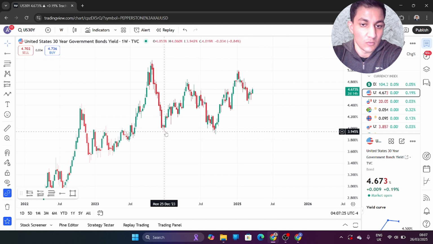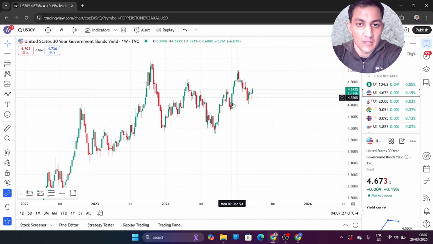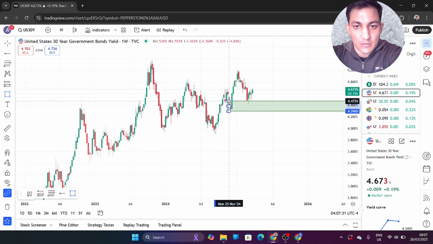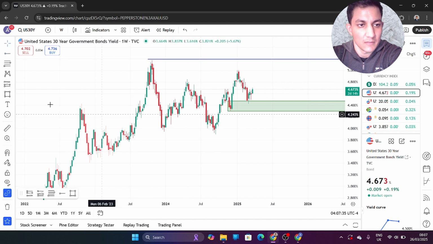Here's your liquidity sweep there. Here's your respect of the order block. Let's mark this out. Here's the respect of your order block there. Here's your liquidity pool up here. Well, that's pretty obvious, right?